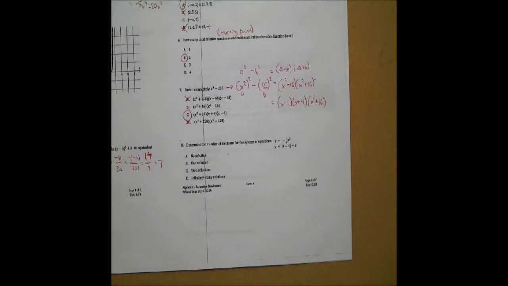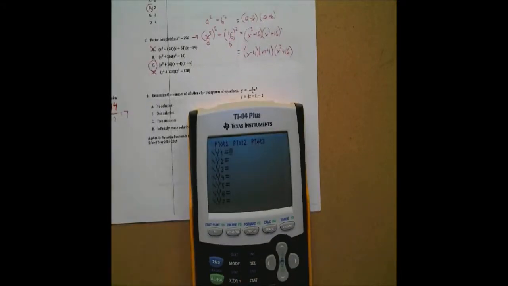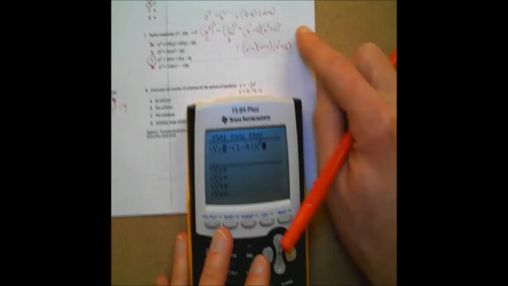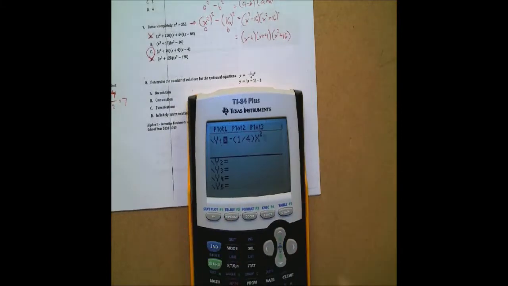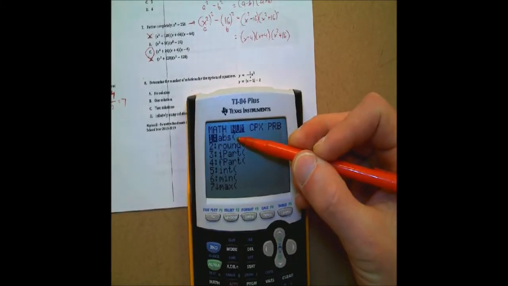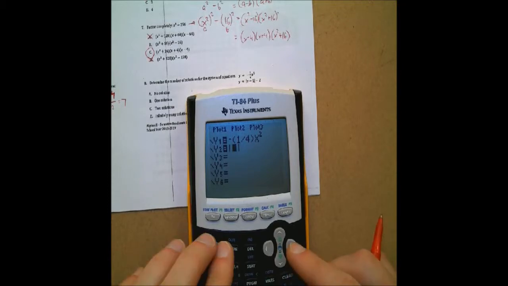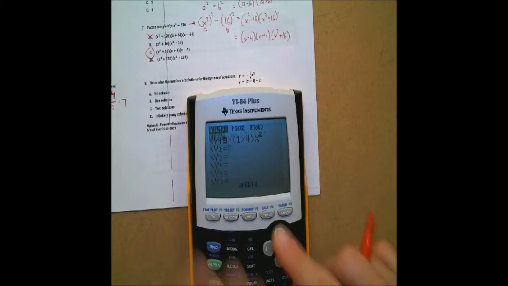Even easier, right? So, for those of you that don't know how to type in absolute value, I'll show you here real quick. So first I'll do the negative 1/4 x squared. Again, parentheses around your 1/4 fraction there. Then to do absolute value, you have to do math, num, and then there it is, abs. Now my calculator has pretty type, so that's why the absolute value symbols show up. If your calculator doesn't have pretty type, it's going to look like this. Let me change it real quick.